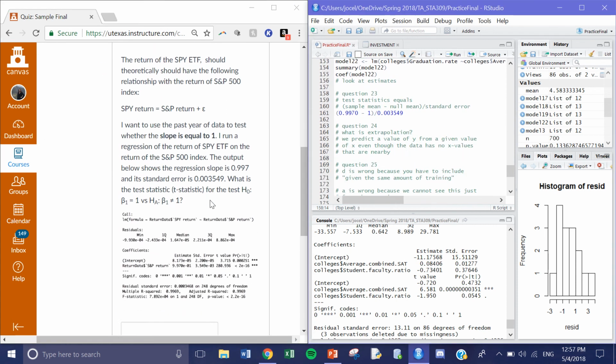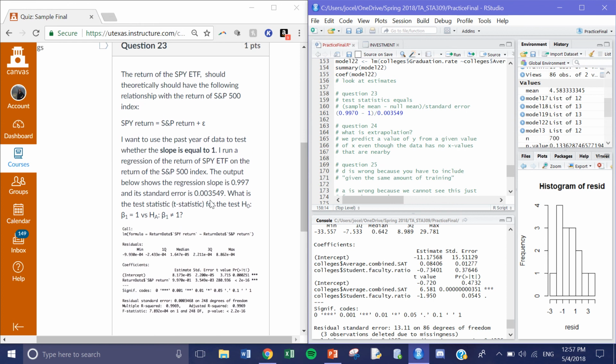Question 23. The return of the SPY ETF should theoretically have the following relationship with the return of the S&P 500 index. I want to use the past year of data to test whether the slope is equal to 1. I run a regression of the return of SPY ETF on the return of the S&P 500 index. The output below shows the regression slope is 0.997 and its standard error is 0.003549. What's the test statistic for the test?